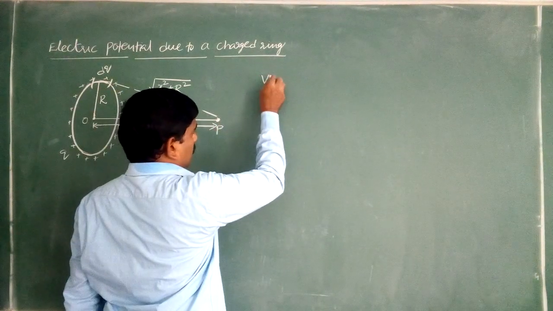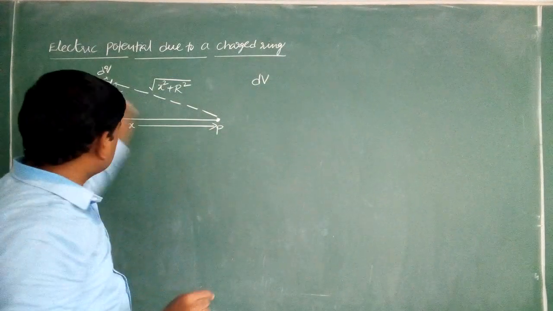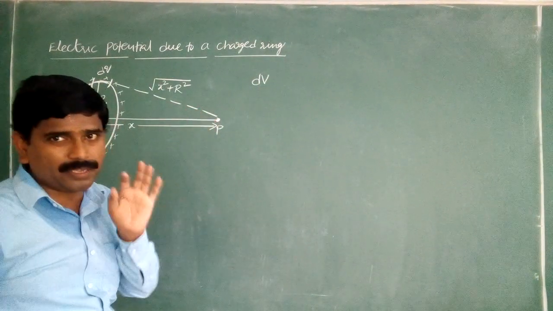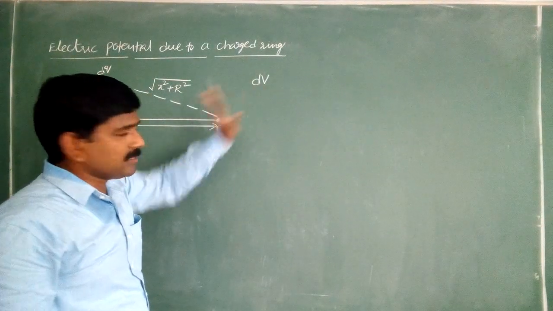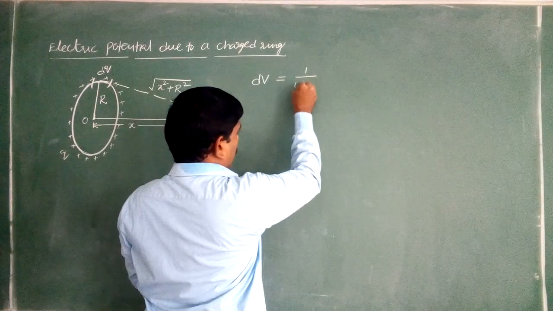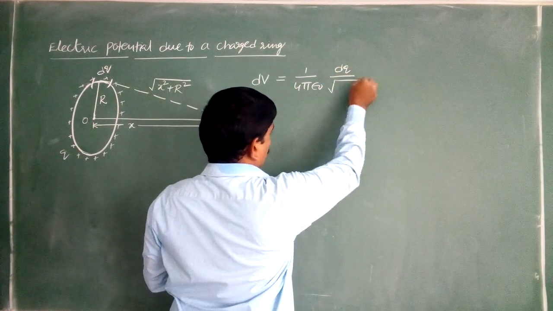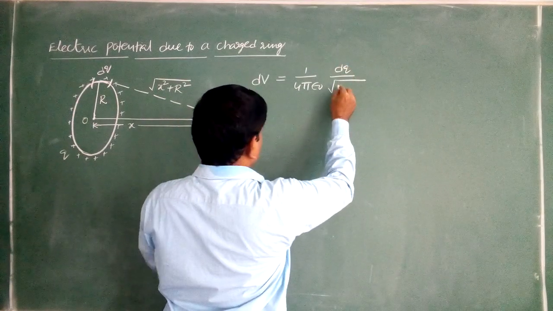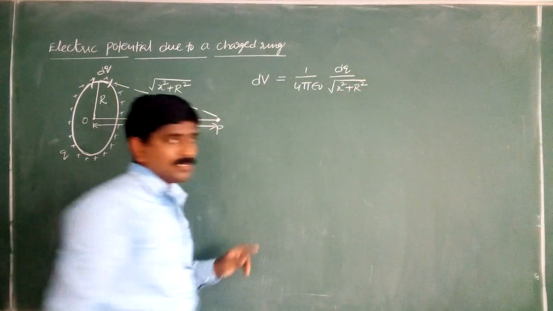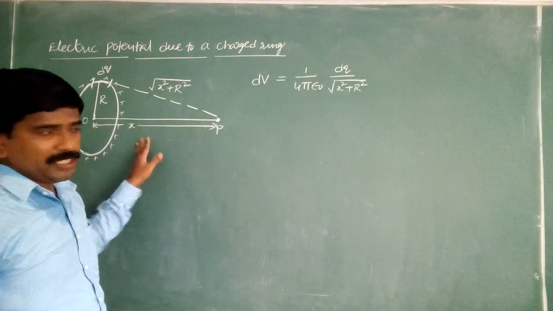Therefore, due to this small charge, the electric potential at point P we take as dV, because the charge is small, so the potential is also very small. dV is equal to 1 by 4 pi epsilon naught into charge by distance. Charge is dq, and distance is square root of x square plus r square.